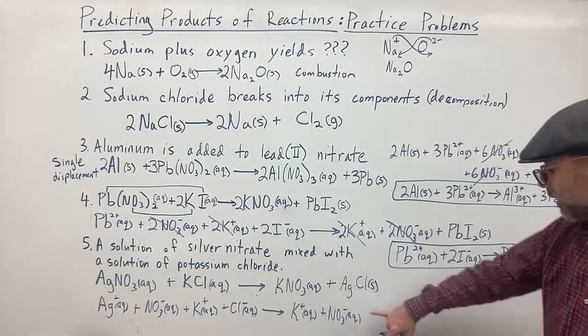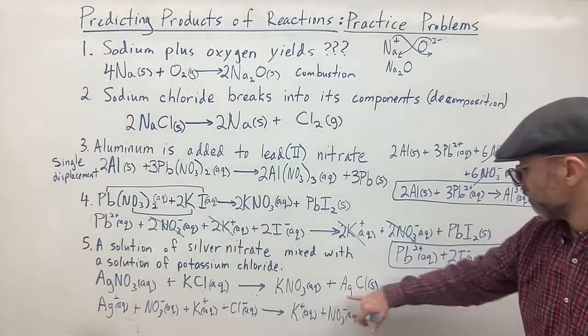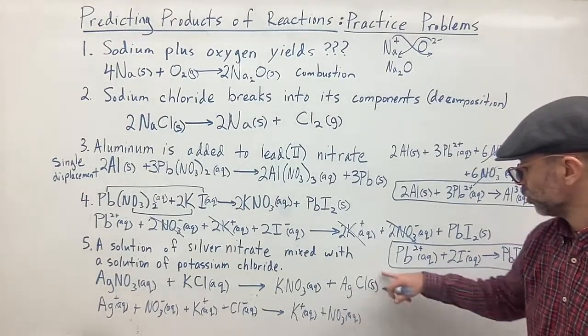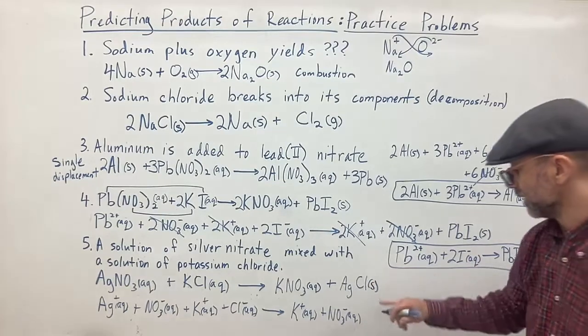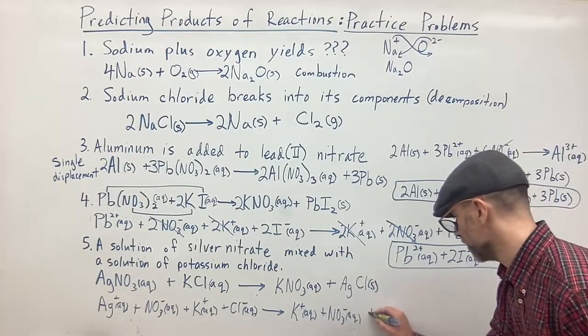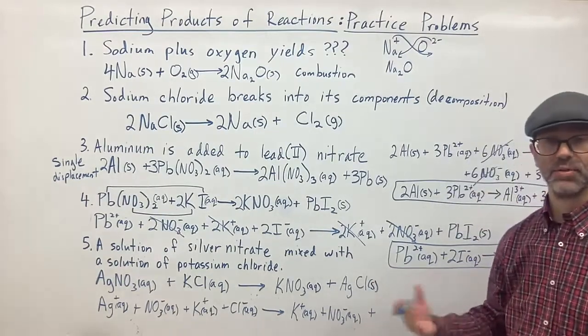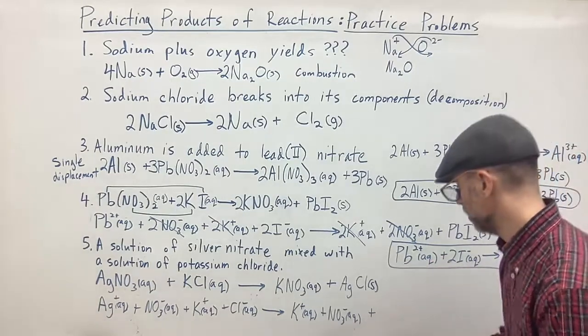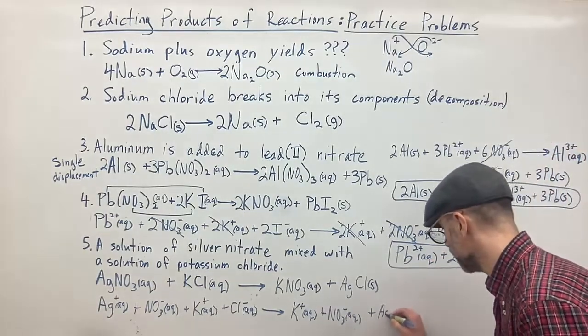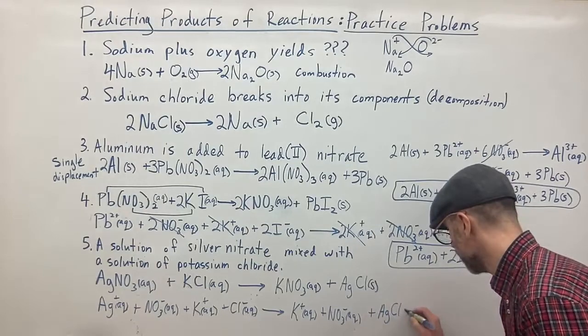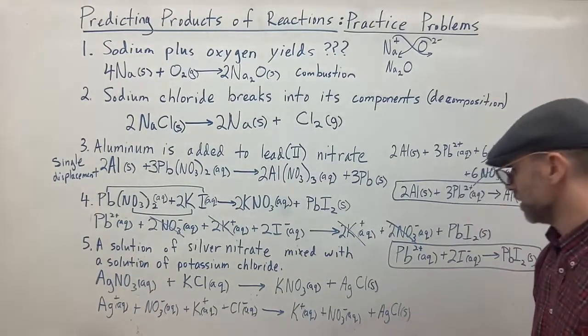And then finally, we have our silver chloride. Silver chloride is a solid, so that's going to stay together. We're not going to separate those ions. So remember, solids, liquids, and gases stay together. So this is going to be AgCl solid, so that stays together.